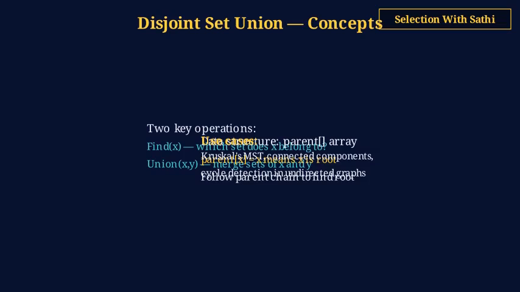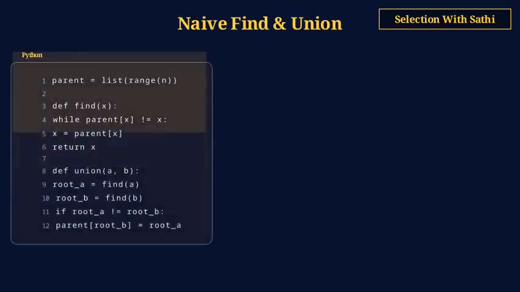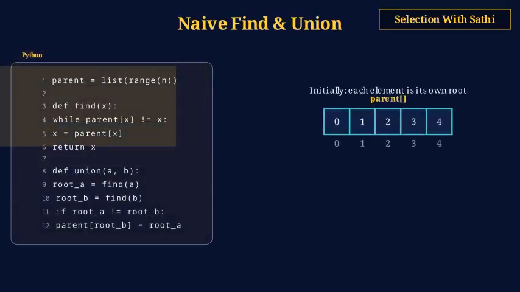Without path compression, find can be O(n) in the worst case. With it, the amortized cost drops to O(alpha n), where alpha is the inverse Ackermann function, which is practically constant. Now the union operation with rank optimization.